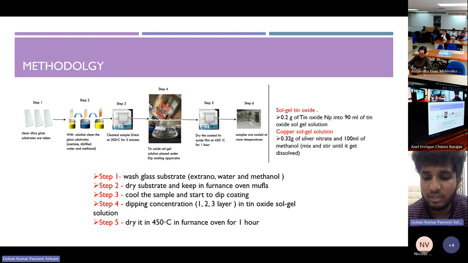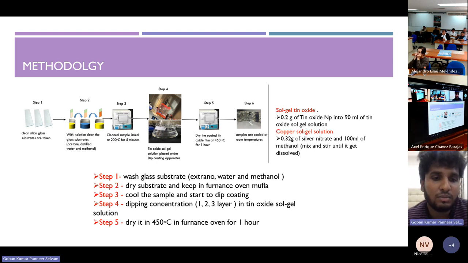the tin oxide of the third immersion, and in parallel I'm preparing the copper sol gel solution of 0.32 gram of silver nitrate dissolved in 100 ml of methanol, mixed until it dissolved. And I'm dipping the tin oxide thin film in the copper sol gel solution with the same intervals of one immersion, two immersions, and three immersions, using the dip coating technique for the 30 seconds time interval.